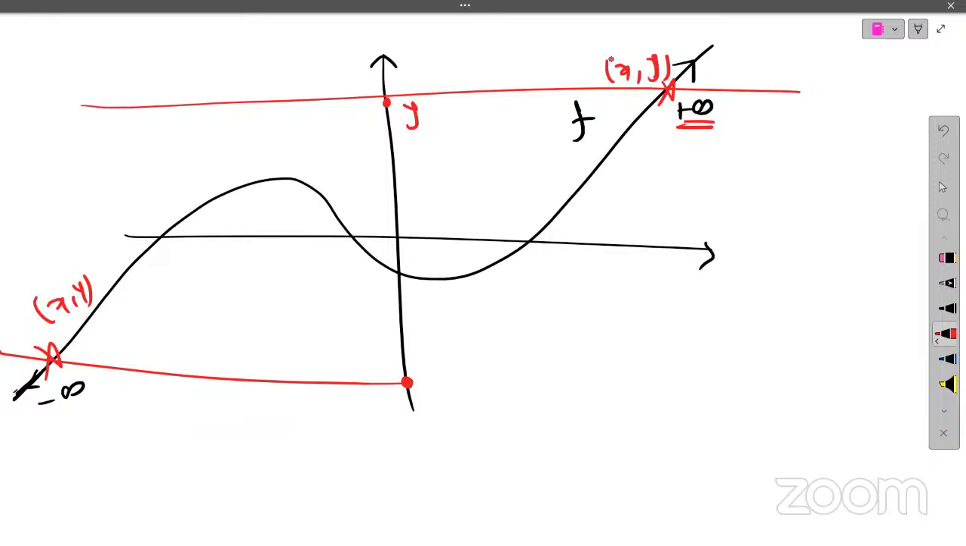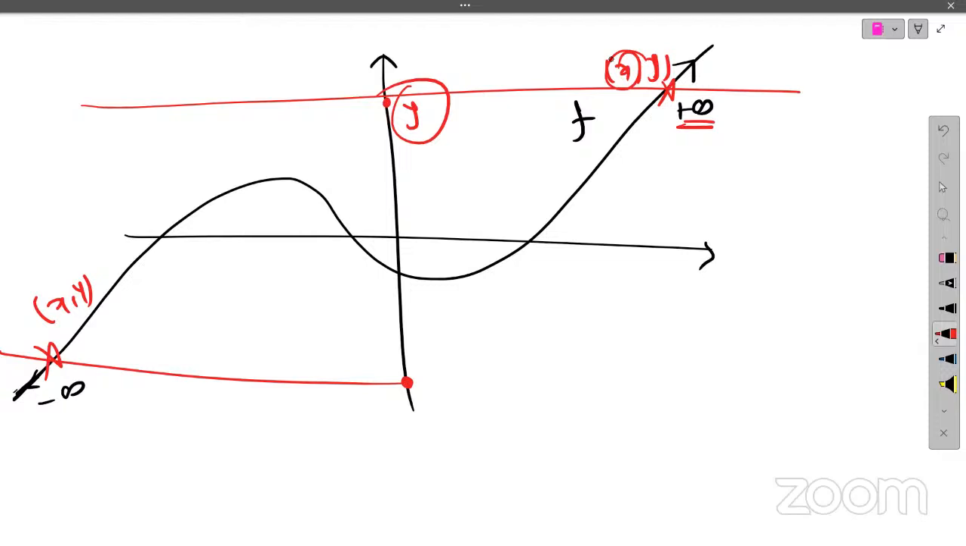So onto means what? For every output element, we should get an input element. So here the output, or you can say the image, is y and the pre-image is x. So x is the input, and if you place x as input, you will get y as an output. Is that fine? Yes, ma'am.